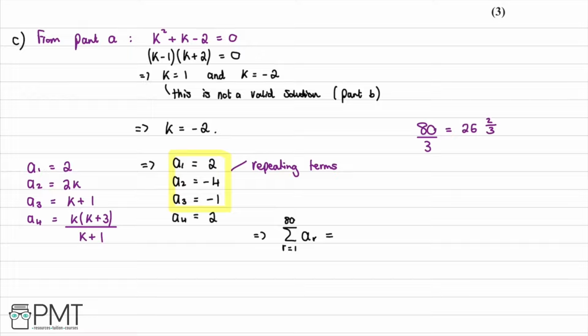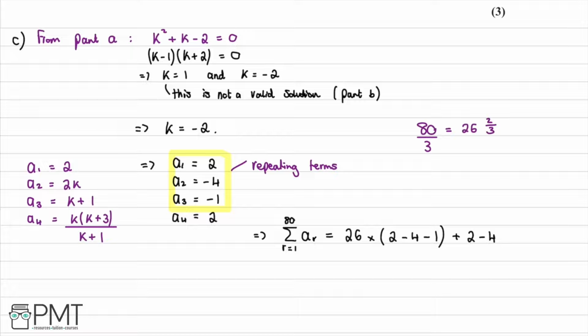So this is going to be equal to, well, we're going to have here 26 lots of our first three terms summed. So we're going to have 26 multiplied by 2, and we subtract 4, then we subtract 1. And then we have our 2/3 of our terms left over. So that's going to be here. 2/3 is a 2 and a negative 4. So we'll then add on 2 and subtract 4.